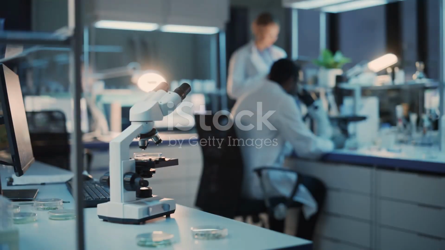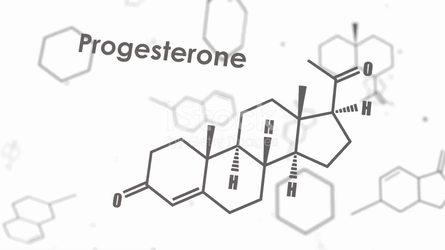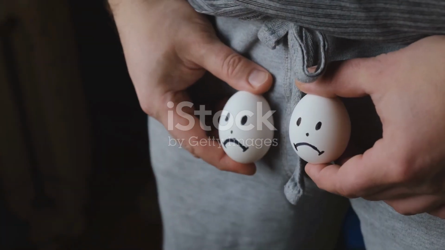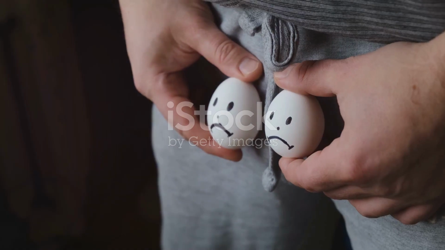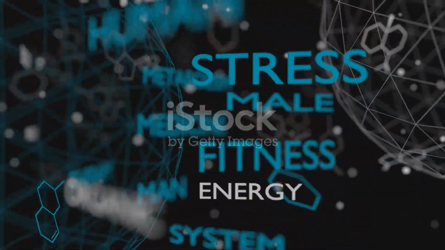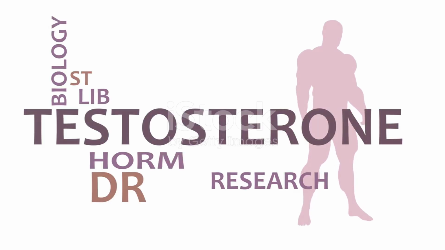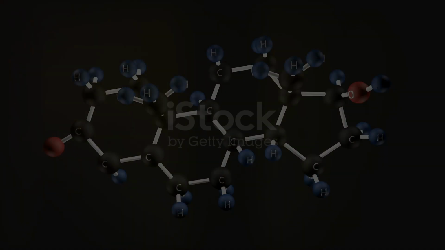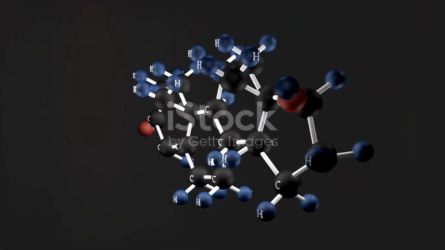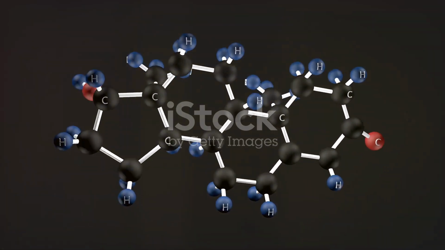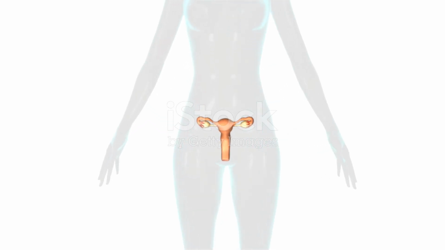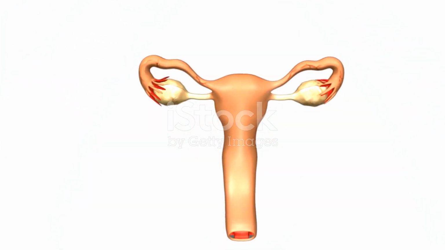But the story doesn't end with SRY. Hormones play a crucial role too. The developing testes produce testosterone. This hormone shapes many male characteristics. It influences genital formation, muscle development, and even brain structure. In its absence, the body typically develops female characteristics. Estrogen, produced primarily by the ovaries, guides female development.